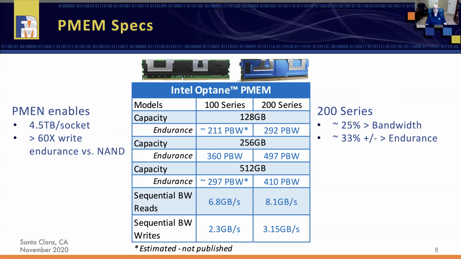The PMEM enables 4.5 terabyte sockets, as I said before. And the key thing here is it's got 60 times the write endurance of NAND. Wow. Now note, the 200 series just came out. The 100 series came out a couple of years ago, and that's what most people are using right now. The 200 series will eventually supplant it.